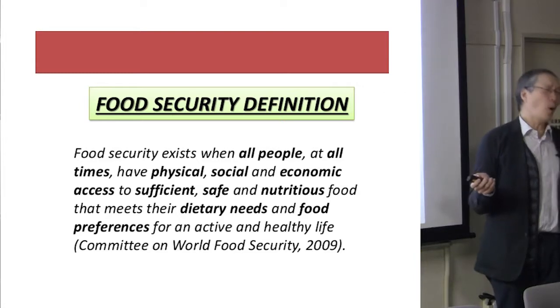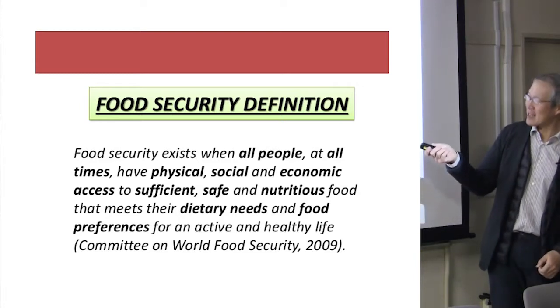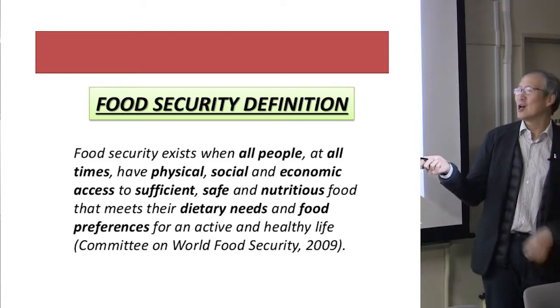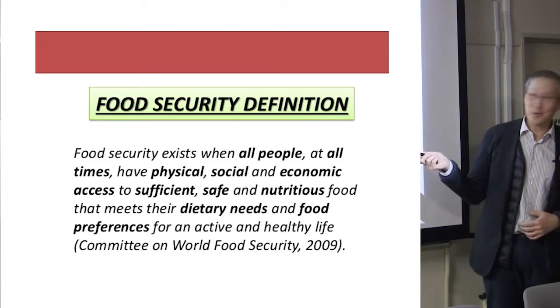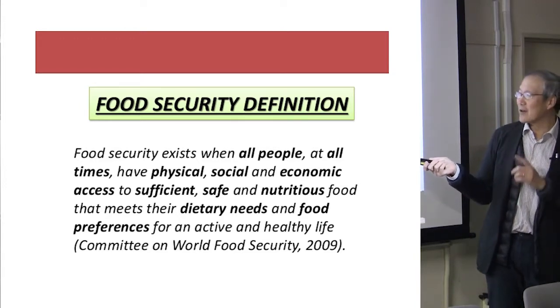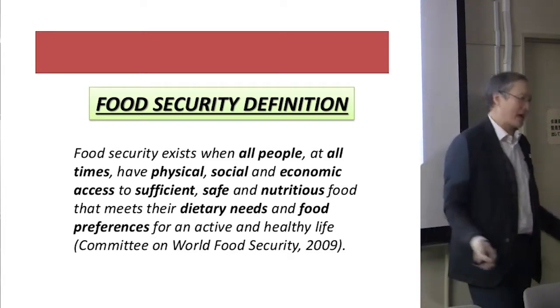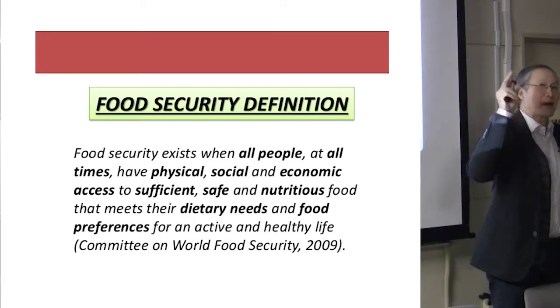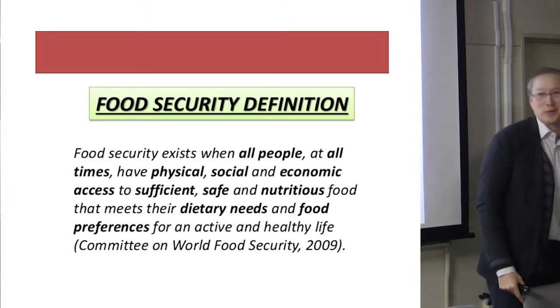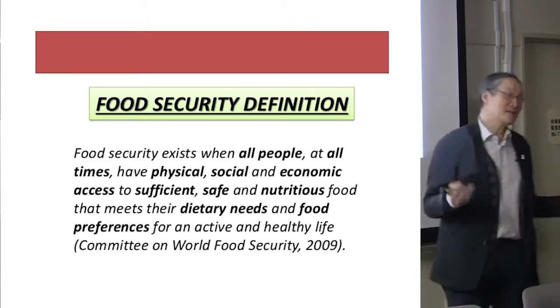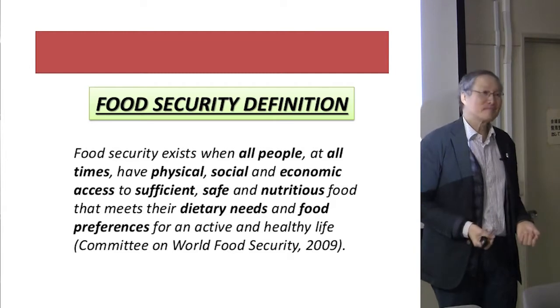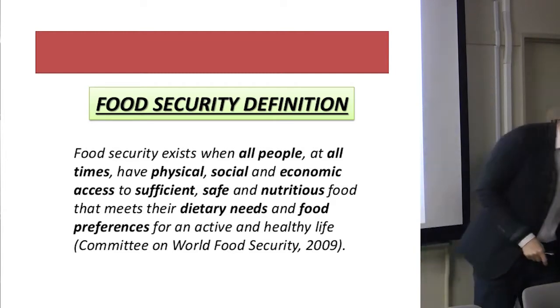All people, all the time, should have physical, social, and economic access to sufficient, safe, and nutritious food that meets their dietary needs and food preferences so that they will have an active and healthy life. That is the very, very perfect definition of food security. Is this possible? Maybe in the future, but this is our goal.